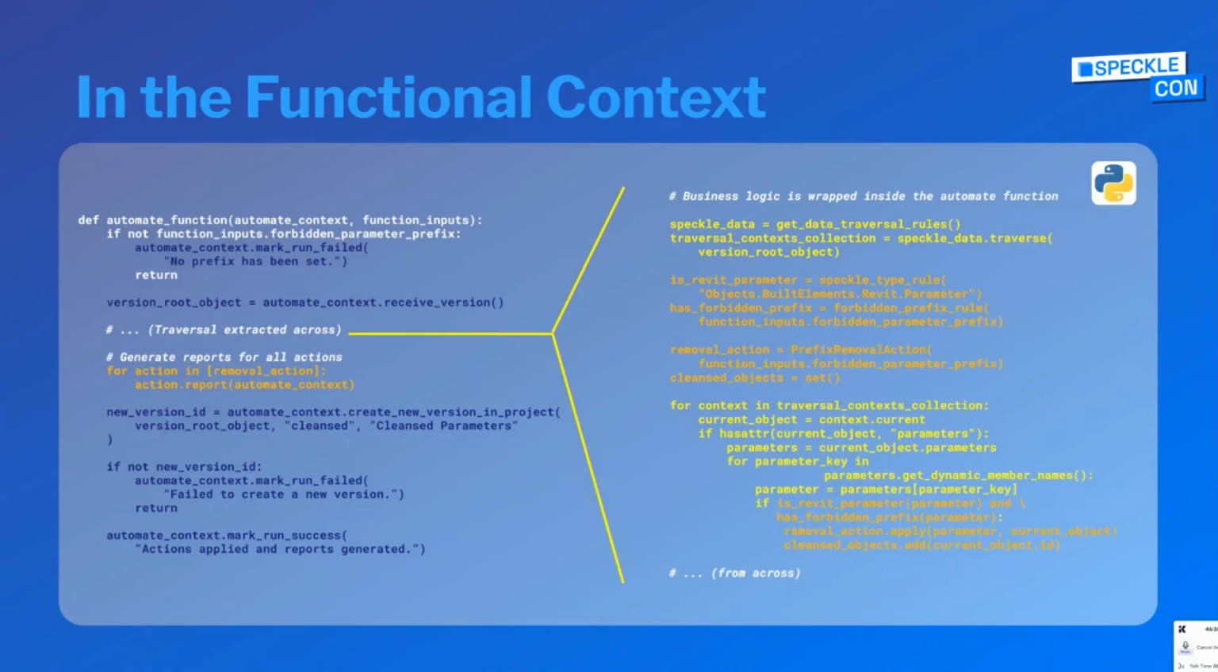On the right-hand side, this is an example of using the traversal methodology. So effectively, I've defined, is this a Revit parameter? Is the prefix of that Revit parameter forbidden? If so, then the action is get rid of that parameter. And it will go through that traversal and apply everywhere that it finds it without actually having to mutate the tree of data.